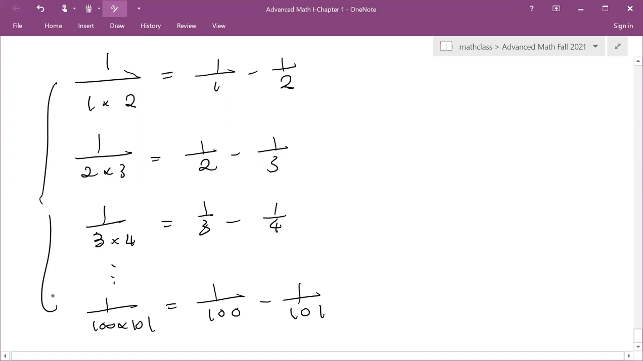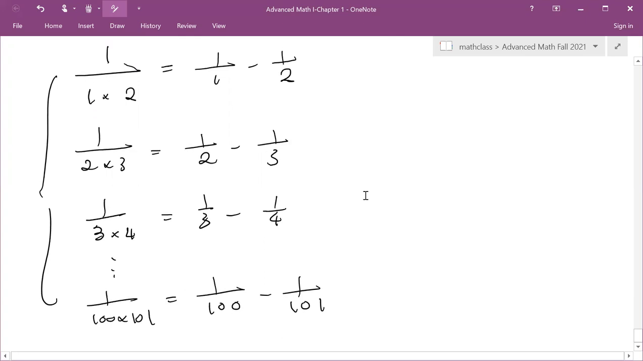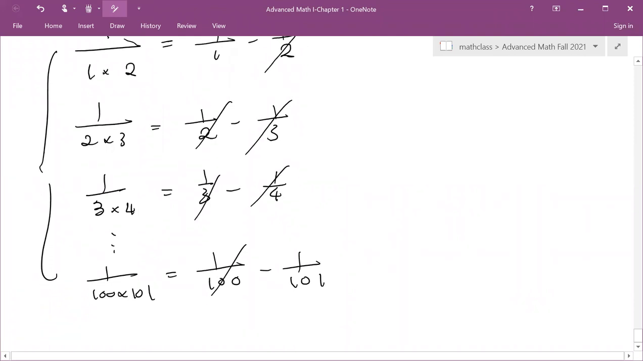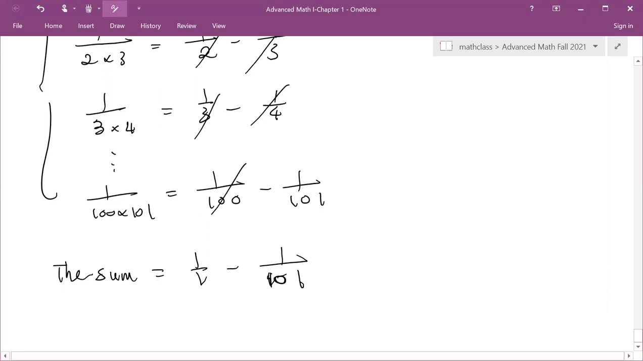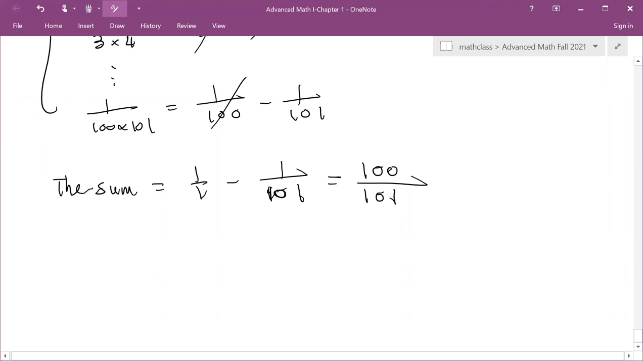So on the left-hand side, you add all together, right? On the right-hand side, if you add them together, this will be canceled out. So what is left is only the first term and the last term. So the sum is just going to be 1 over 1 minus 1 over 101. Then if we simplify this, you get 101 minus 1 is 100, divided by 101. Okay, that's it. So this is how we solve the problem.